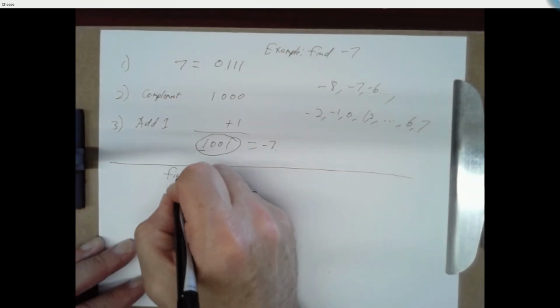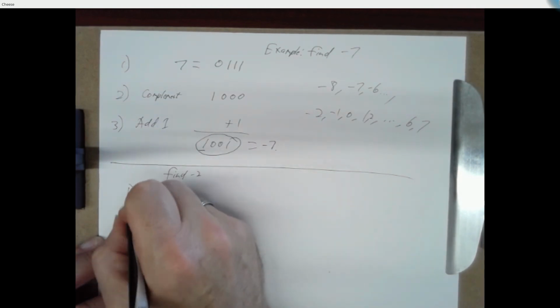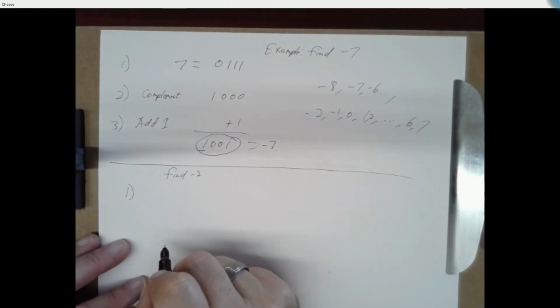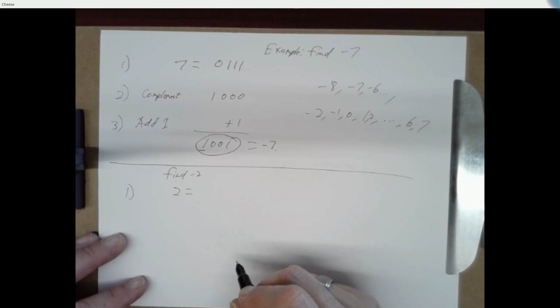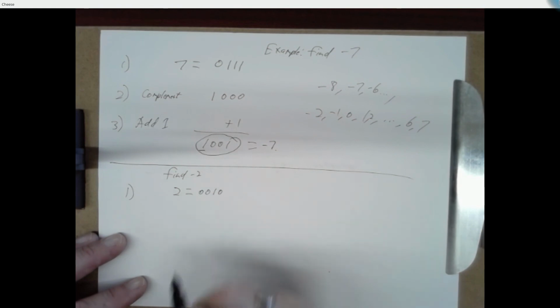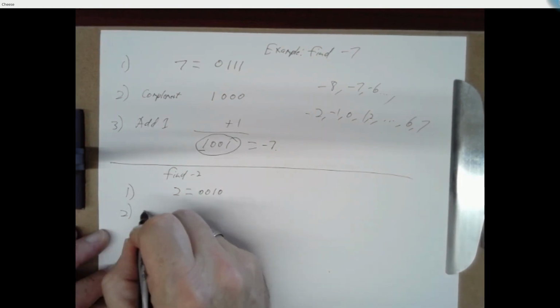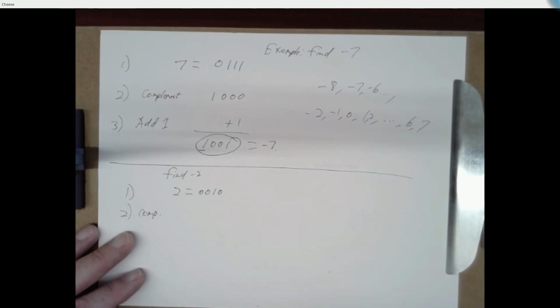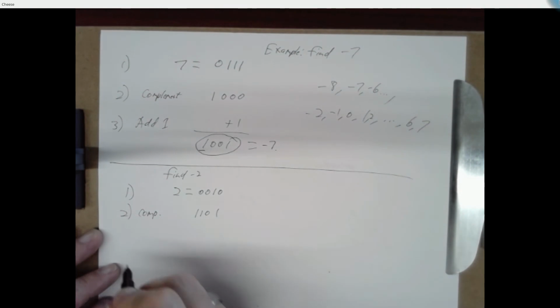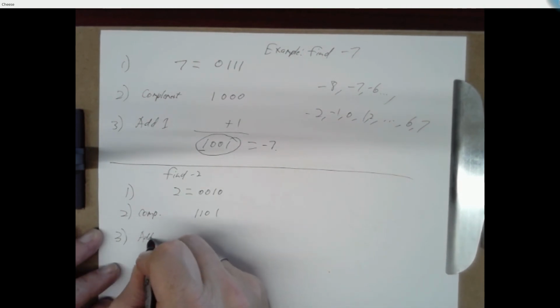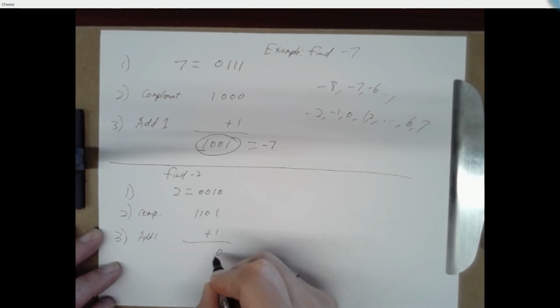All right, so let's find -2. So what's our first step? Write +2 in binary, so what's +2? 0010, good, and you got the leading zeros. Excellent. Next step, complement. What's the complement of 0010? 1101. That's the easier piece. And then step 3, add 1. So that'll be a 0 with a carry of 1. 1110. That's -2.